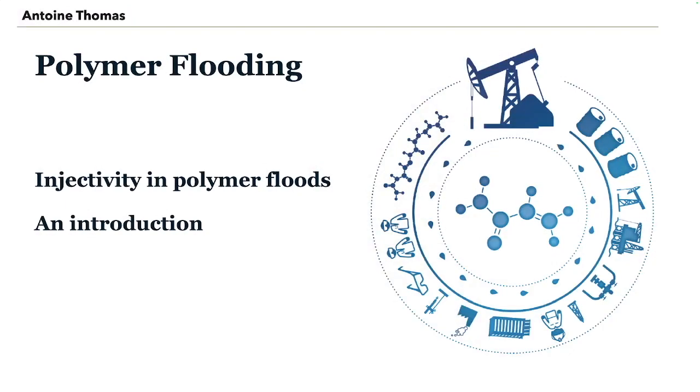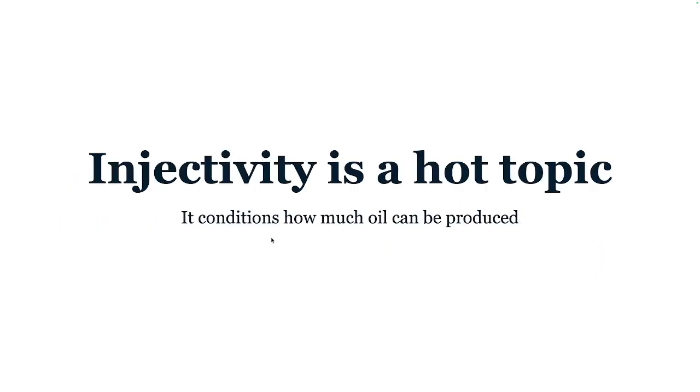Polymer flooding, injectivity in polymer floods, and interaction. As I said in the very beginning, it's a very hot topic, and the main reason is very simple: it will condition how much oil you can produce. It's a mass balance, so if I can't inject much, I won't be able to produce much. The idea is to understand, during the course of my project and the duration of polymer injection, how things will change. It's very difficult, of course, because it depends on the reservoir characteristics and a variety of things, but this is quite important.